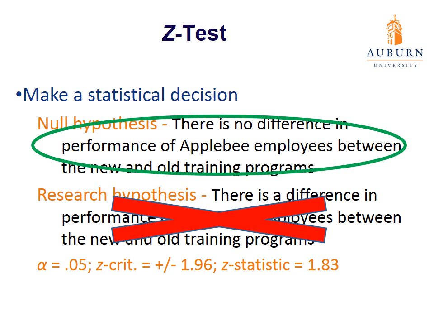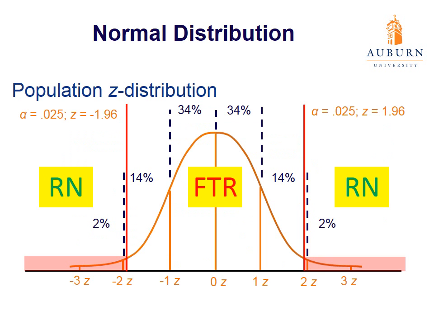That means we can cross out our research hypothesis saying that there is a difference. So we did not find support for saying there's a difference between the two programs. Remember, we failed to reject the null, and so therefore we find support for the null hypothesis, not for the research hypothesis. We can demonstrate our statistical decision visually.